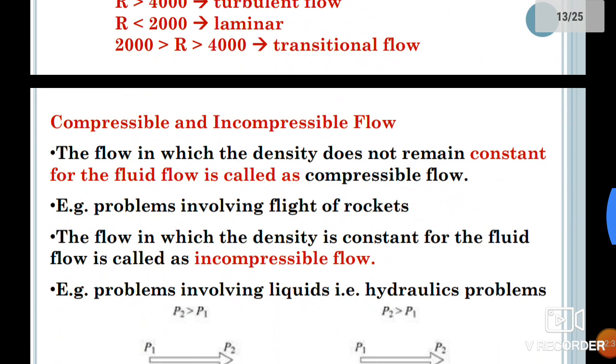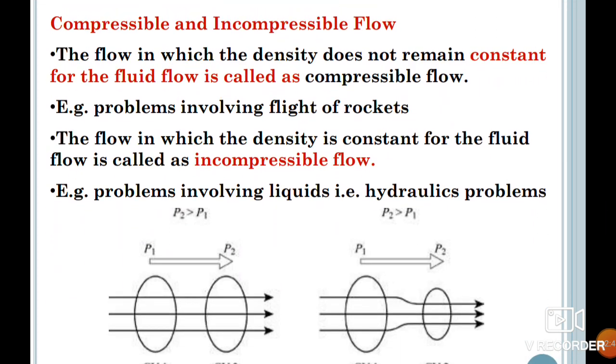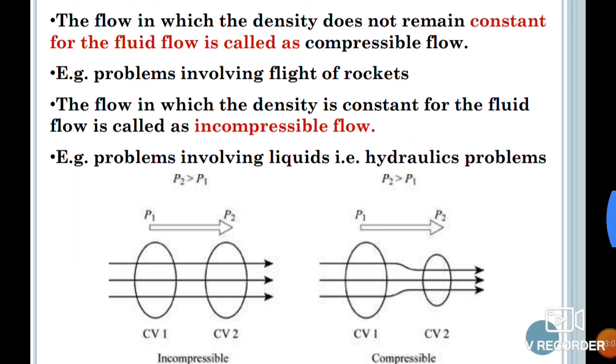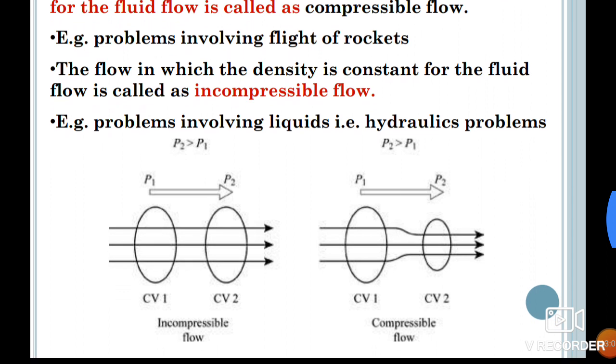Okay. Another category of flow is compressible and incompressible. This we have already seen in the types of fluids also. The same thing. When the density changes with the application of pressure, it is known as compressible flow. When the density of the fluid does not change with the application of pressure, it is known as incompressible flow. Here you can see the illustration in the figure. We are applying pressure P1 and P2, where P2 is higher than P1, even though the flow is not changing.